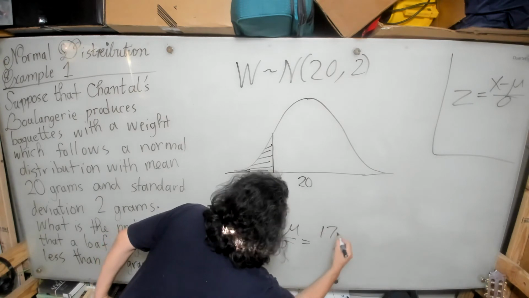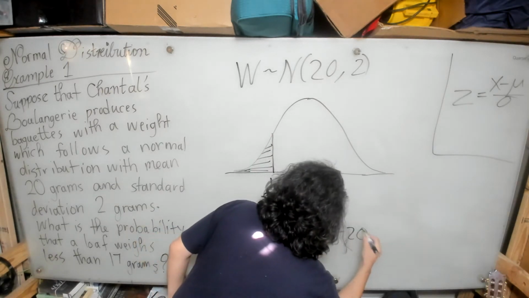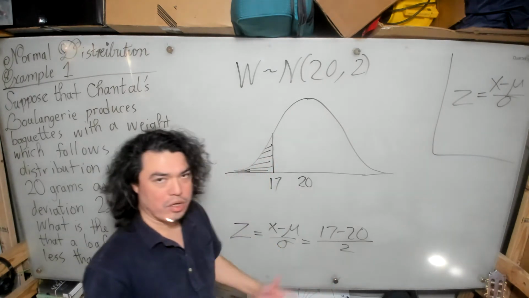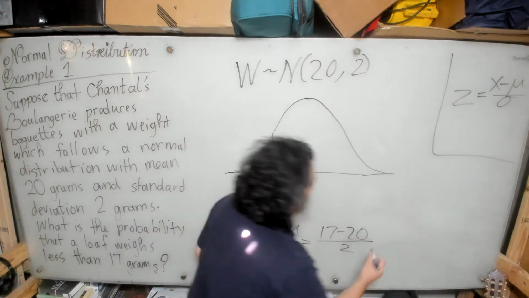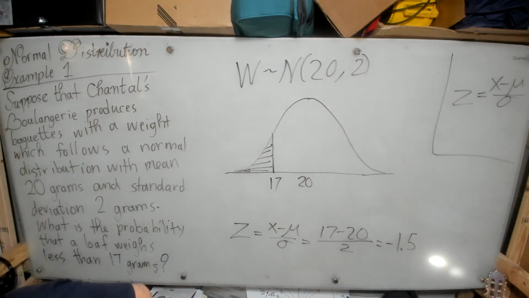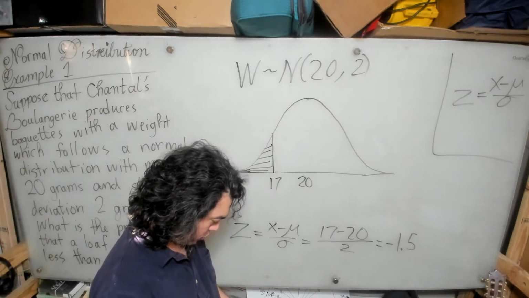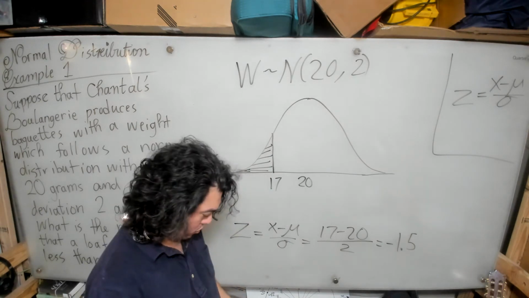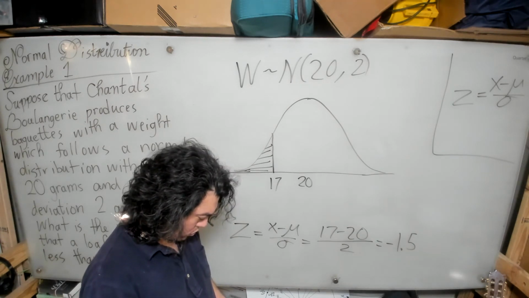That will be 17 minus mu. Our mu, remember, stands for the mean, 20, divided by 2. Now we can calculate this with a calculator if you want. 17 minus 20 is negative 3. Negative 3 divided by 2 is negative 1.5. Let me put that in the calculator just to verify. Yes.